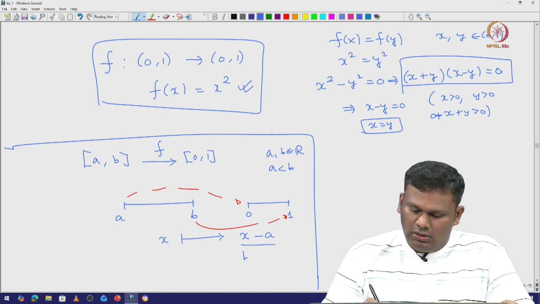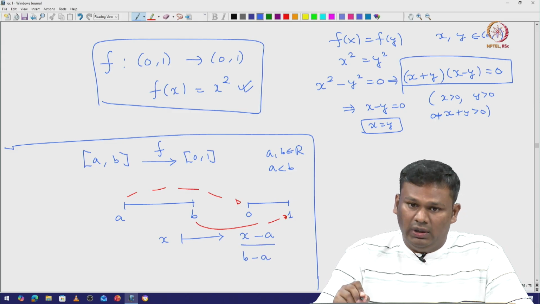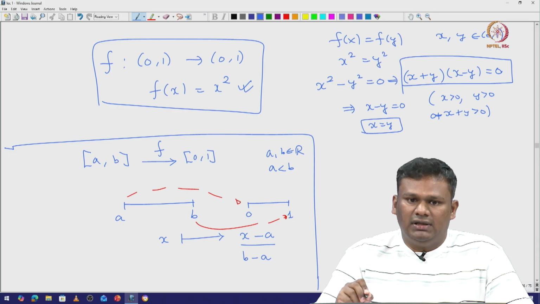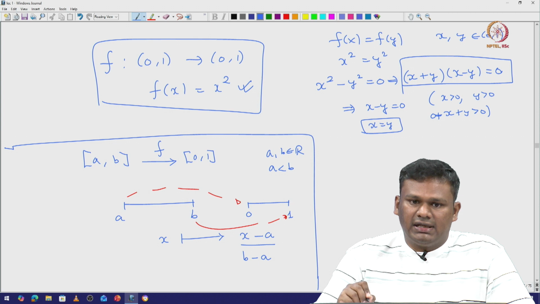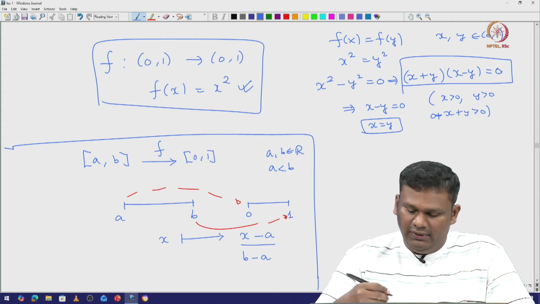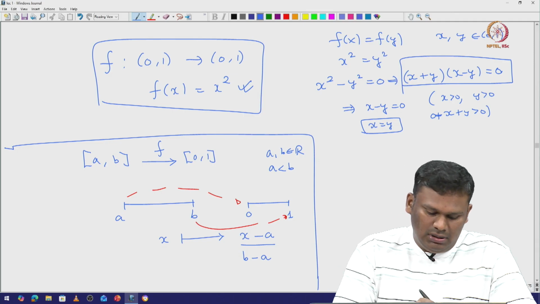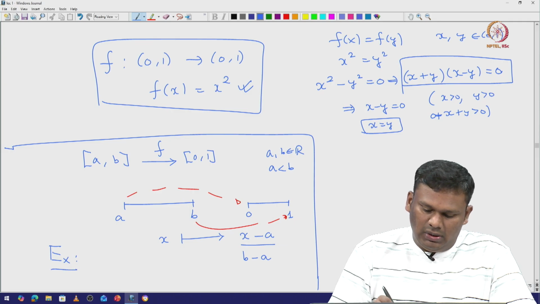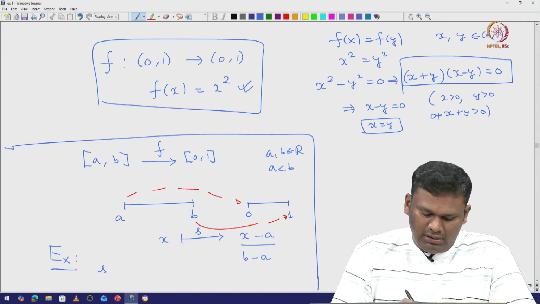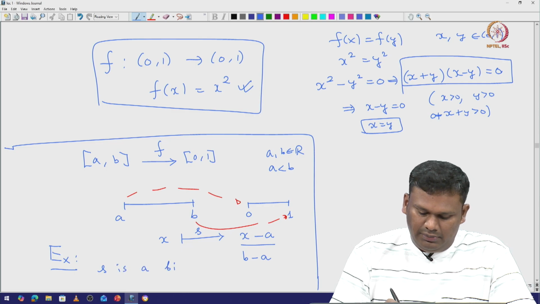You scale it by 1 divided by b minus a, which is the length of the interval. Then it is clear that the map x goes to (x minus a) divided by (b minus a) maps a to 0 and b to 1. I will leave it as an exercise for you to check directly that this map, let us call it s, is indeed a bijective map.